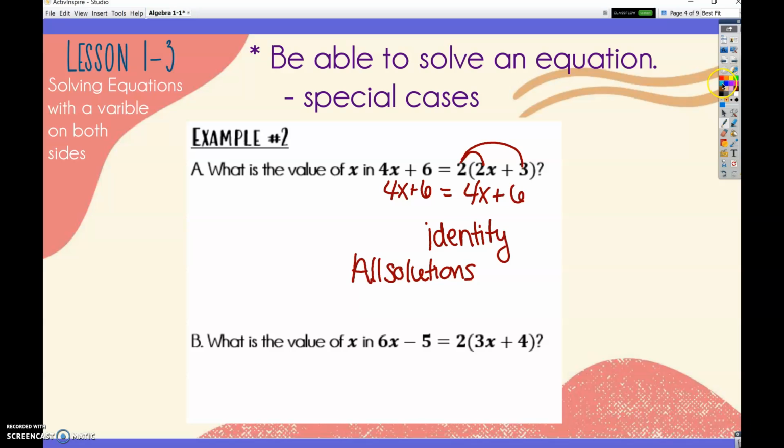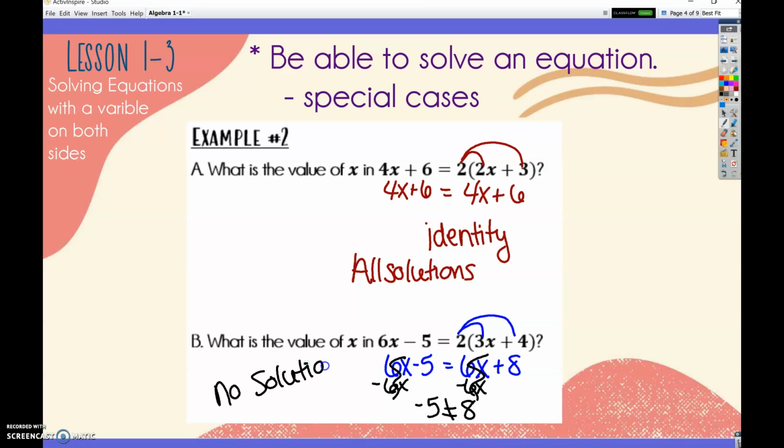On part B, if I do the multiplying with my 2 and distribute in here, I'd have 6x plus 8. But on the left side, I have 6x minus 5. By subtracting 6x from both sides, I find that my x variables disappear. And it is not true that negative 5 equals 8. This is what we call no solution.